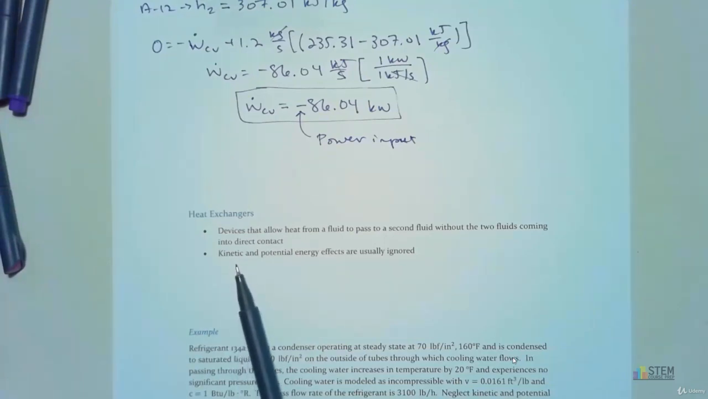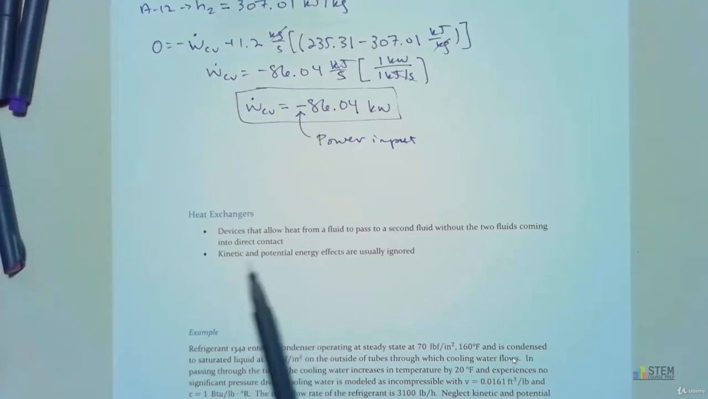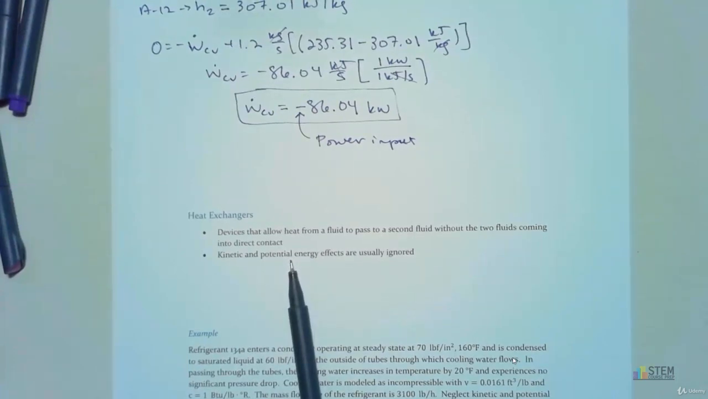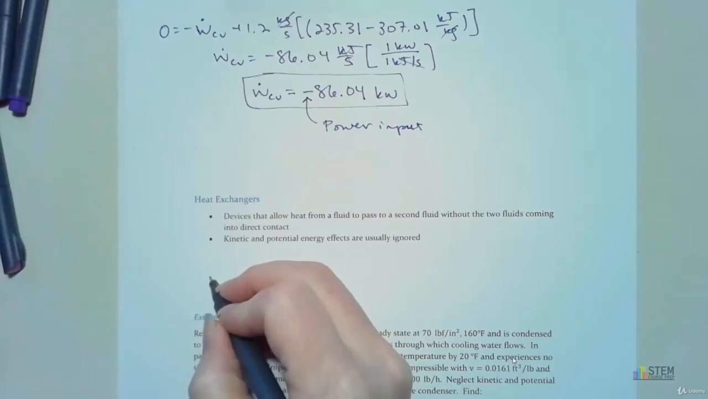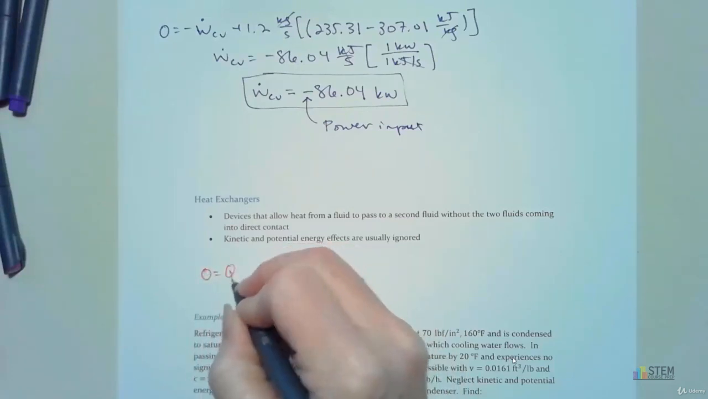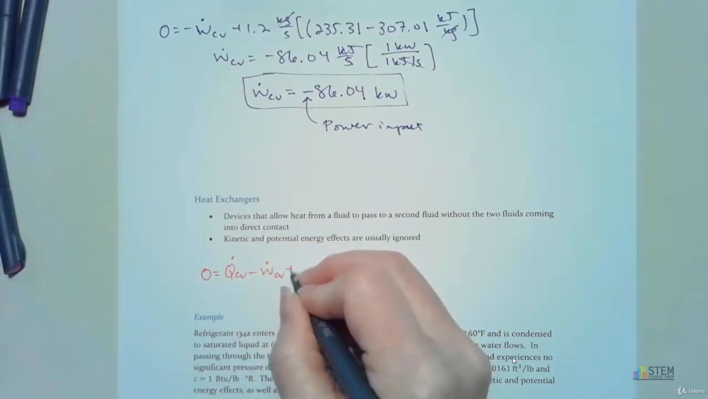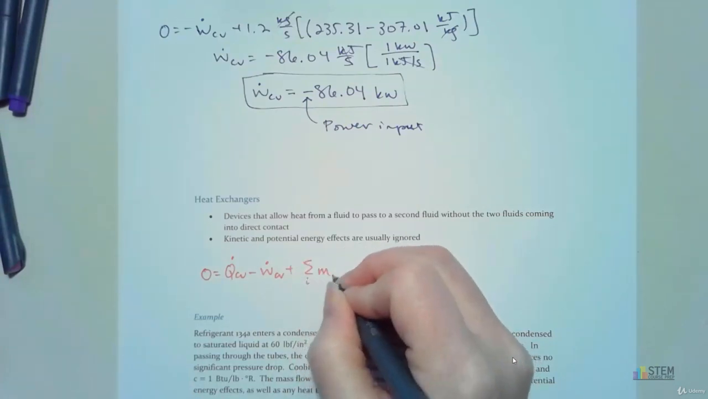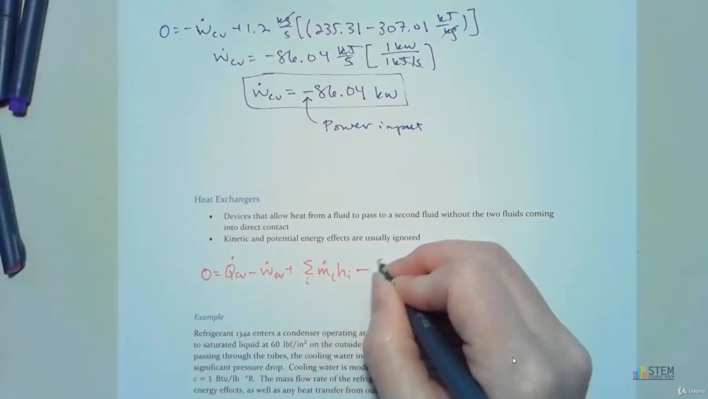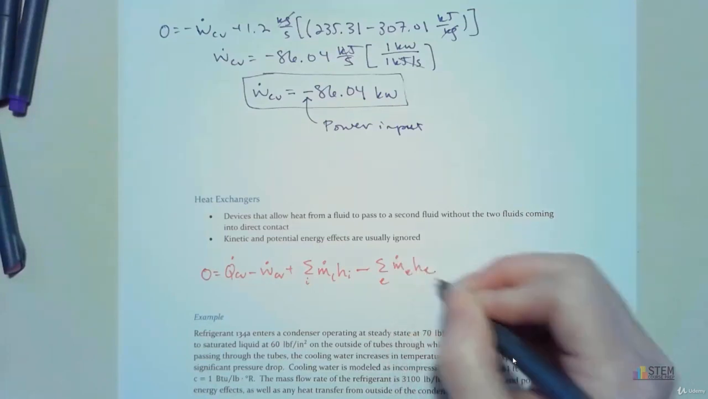Now, in those devices, we're going to ignore kinetic and potential energy effects because we're not really going to pay attention to the velocity and we're not going to have an elevation change. So those will go away. We're going to stick with our same energy balance equation. This is going to be steady state. So we're going to have 0 equals Q dot minus W dot plus, if we assume multiple inlets and outlets, the summation over all the inlets of m_i dot times h_i minus the sum over the exits of m_e dot times h_e.